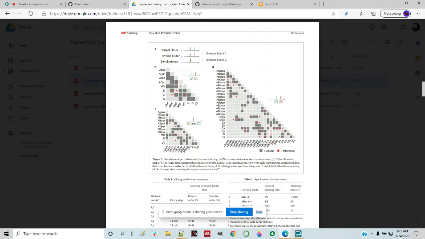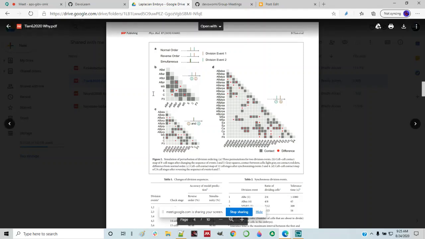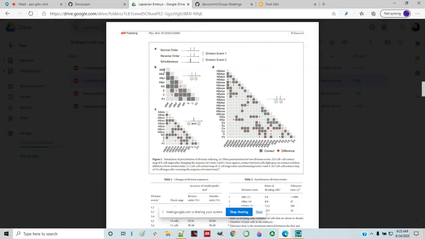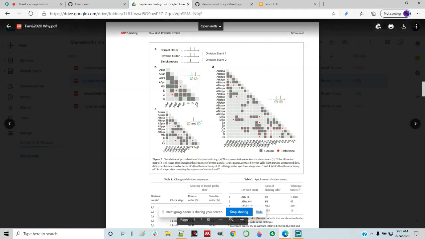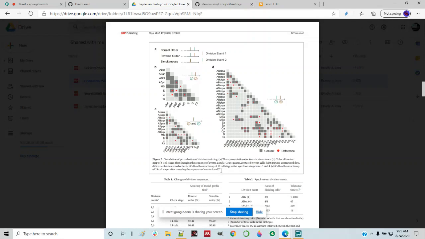And then B is cell-cell contact map of 8-cell stages after changing the sequence of events 2 and 3. So they change the event order and they see what the contact looks like. So you're taking that lineage tree, they're changing the division events, or the order of them, and then they're looking at these cells. So I guess what they're doing is, if you didn't divide a cell, and you divided some other cell, they want to look at how they would sit together.